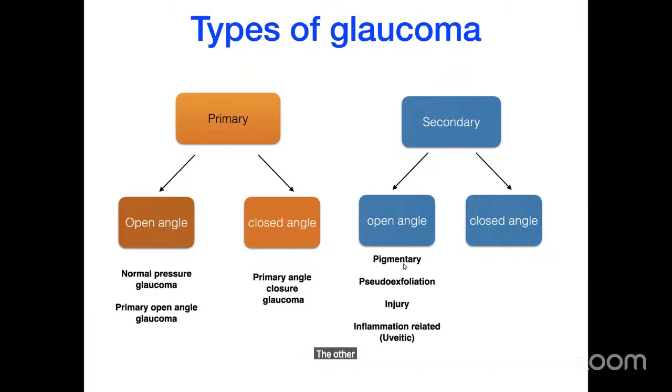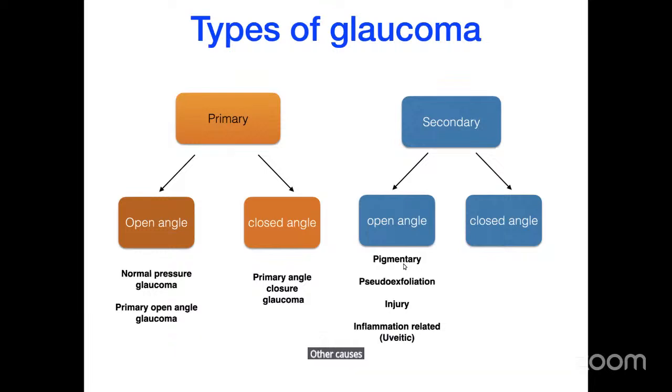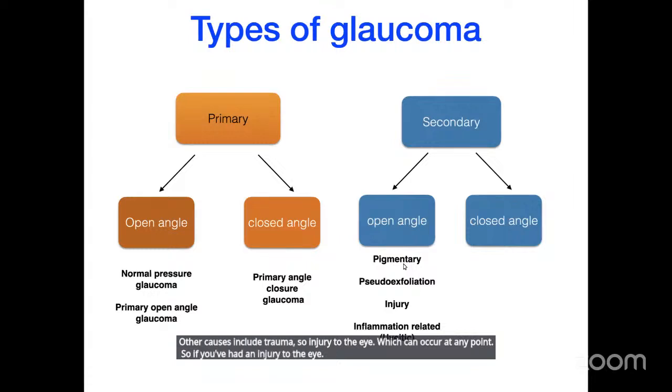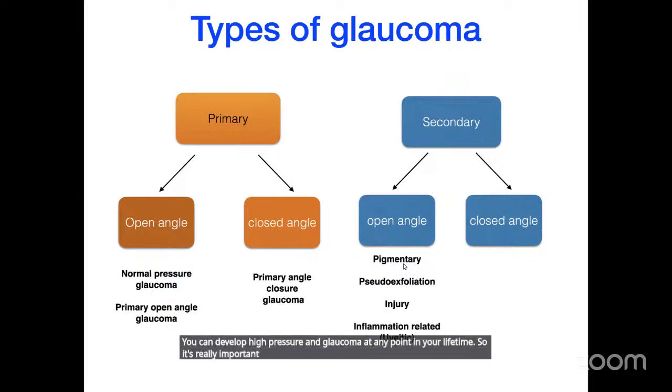The other common type is pseudoexfoliation, which occurs in patients usually above the age of 50, and it's again inherited, and you get abnormal material deposited in the drainage system, which stops the drainage system draining fluid out of the eye. Other causes include trauma, so injury to the eye, which can occur at any point. So if you've had an injury to the eye, you can develop high pressure glaucoma at any point in your lifetime. So it's really important for patients who have had injury to the eye that they're monitored annually by their optician if they're not being monitored in the hospital.